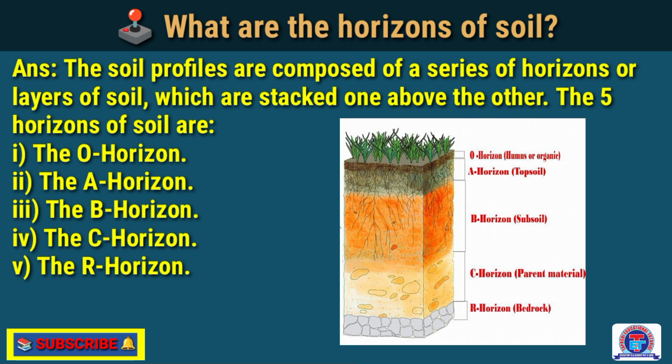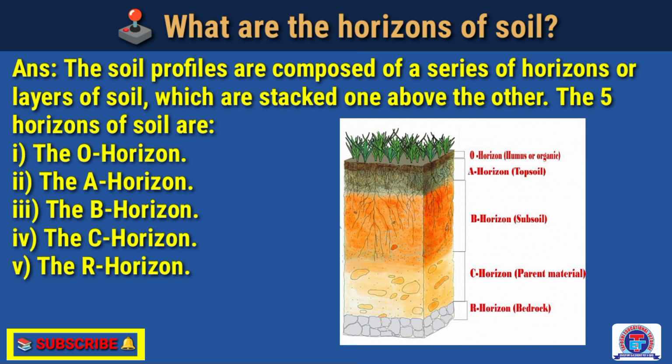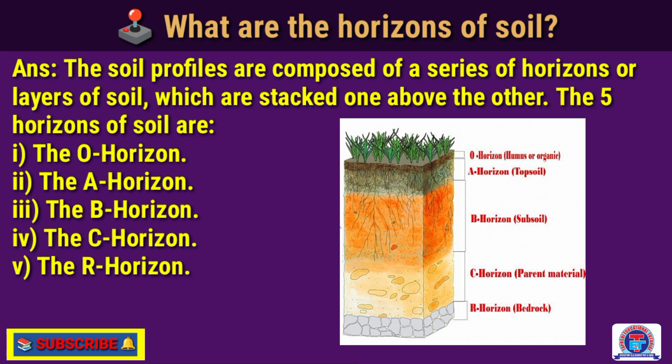The soil profiles are composed of a series of horizons or layers of soil which are stacked one above the other. The 5 horizons of soil are: number 1, the O horizon; number 2, the A horizon; number 3, the B horizon; number 4, the C horizon; number 5, the R horizon, right?